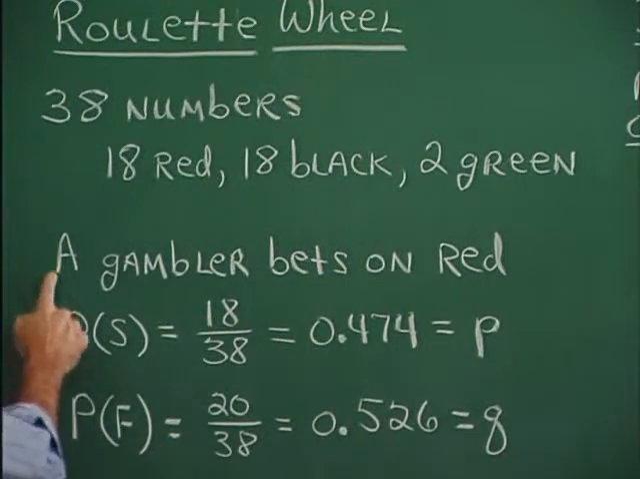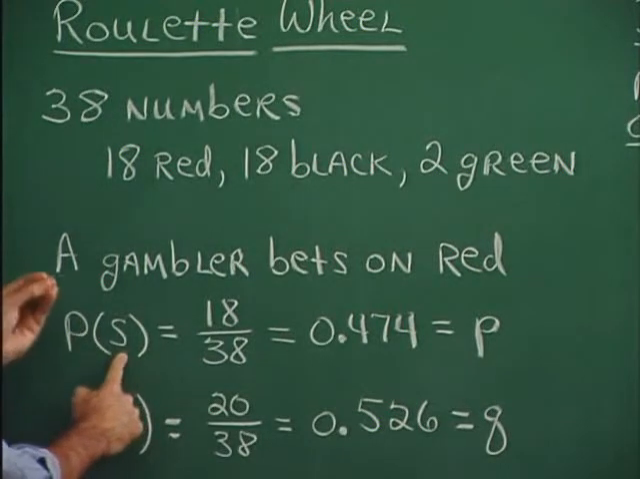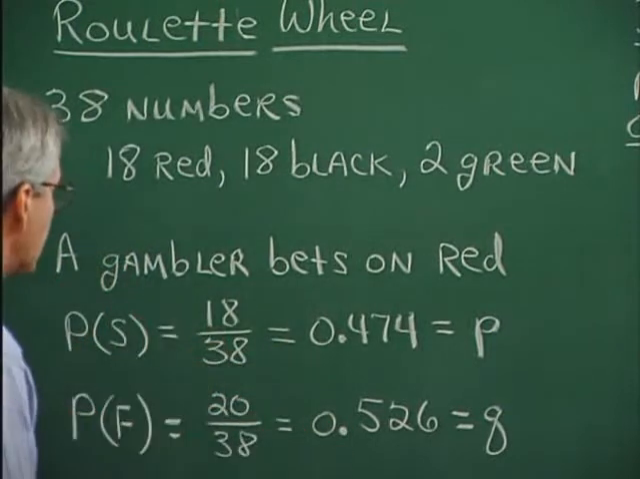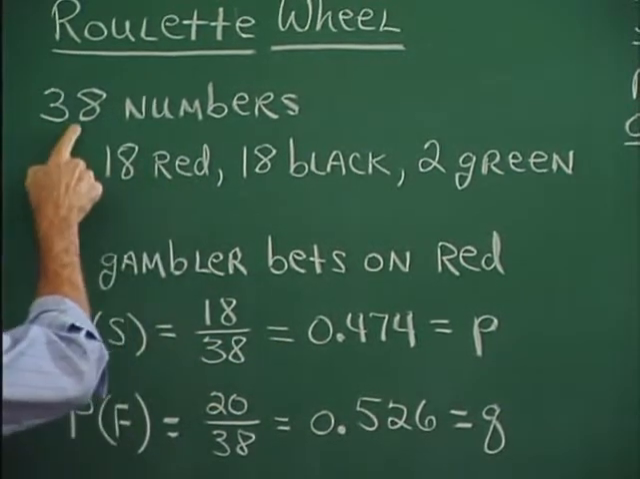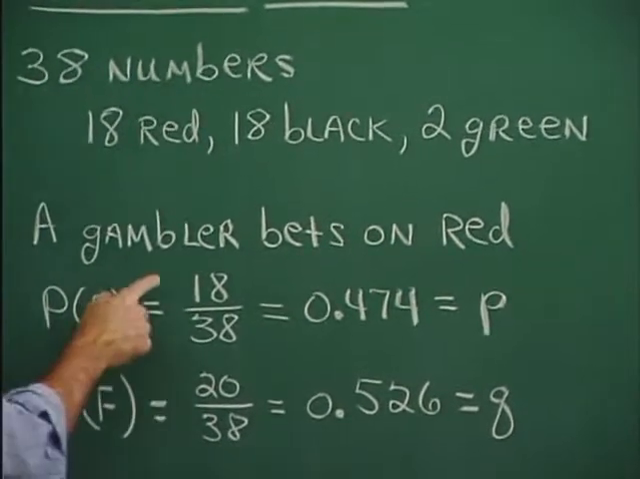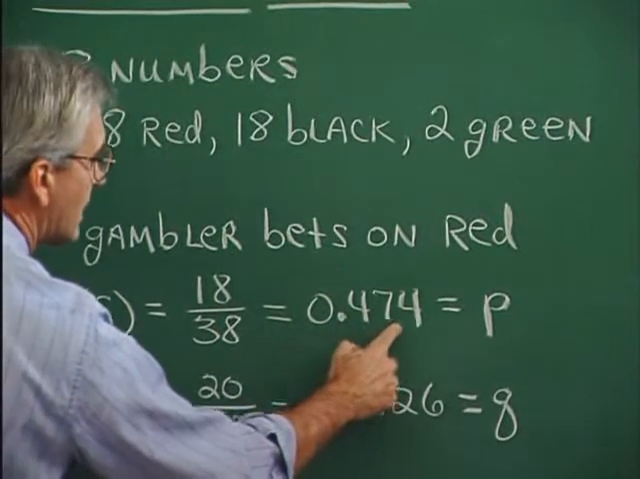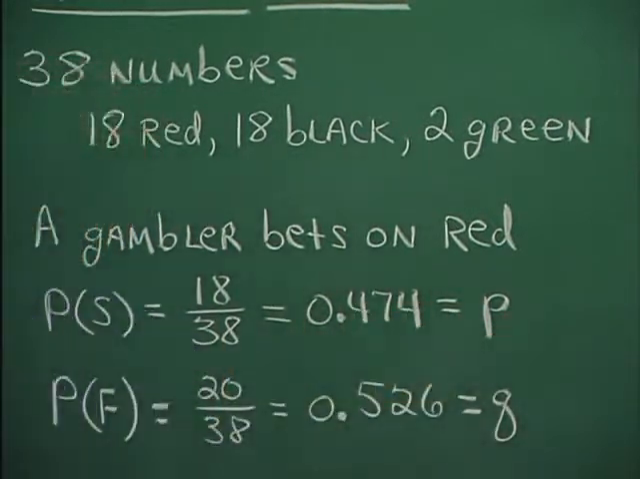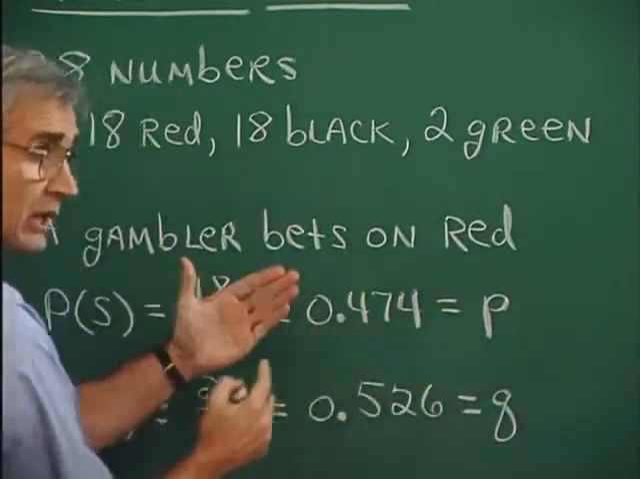Suppose a gambler is betting on red. The probability of success is the probability that a red comes up on the roulette wheel when the spin is made. Since there are 18 red spaces out of 38 total spaces, the probability of success is 18 out of 38, or 0.474. That's what p is all about. So the probability of success is p, and we've given it a number for this particular problem.